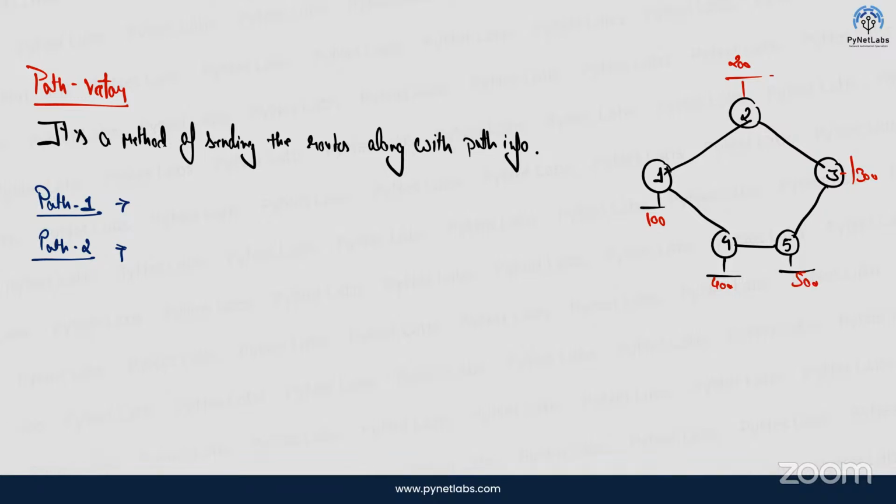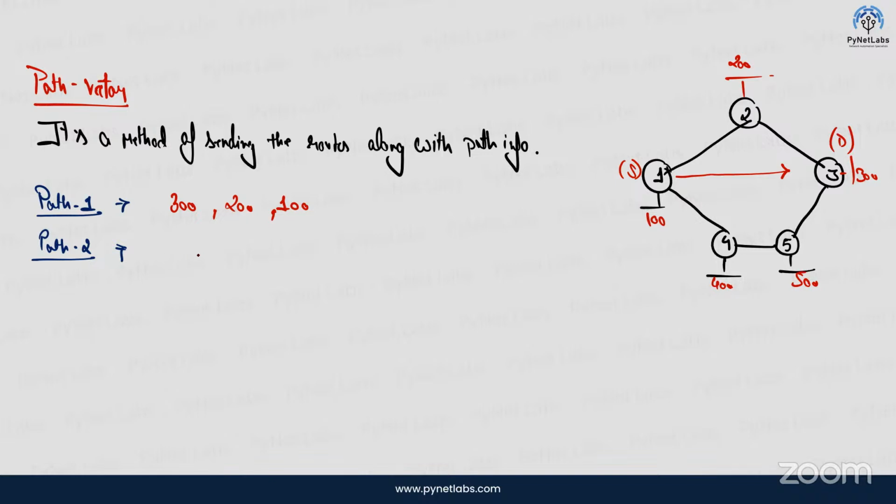In case router 1 wants to reach router number 3, the AS path will follow something like this. First of all, the packet starts from AS number 100. Then it will reach AS 200. After that, it is going to reach AS 300. So this is one path to send the data from source to destination. Suppose this is your source and this is your destination, we are assuming.